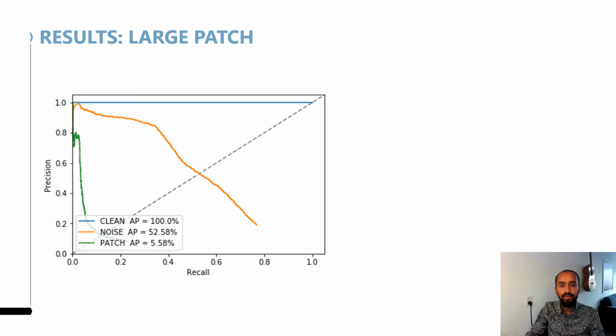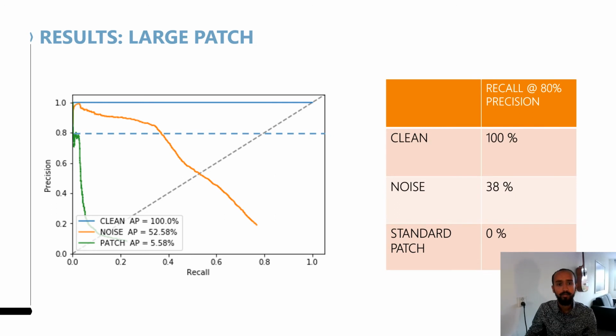The large patch decreases the average precision of the model to 5.6% and is therefore very effective. However, the baseline noise patch also has a considerable effect of 52% average precision simply due to its size. For example, if we choose a realistic precision value, which is typically used in practice, of 80%, then 38% of the airplanes are detected using the baseline noise patch and no airplanes are detected with the trained patch.